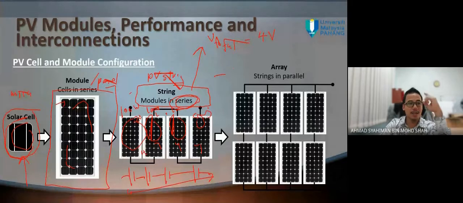What about the current? The current is critical. Current total, because it's connected in series, we know that in series the current does not change. The current is the same. So if all the brands are the same, for example 5 amps, everything will get 5 amps. It will not multiply. But if there is a module that differs, it will follow the lowest one.